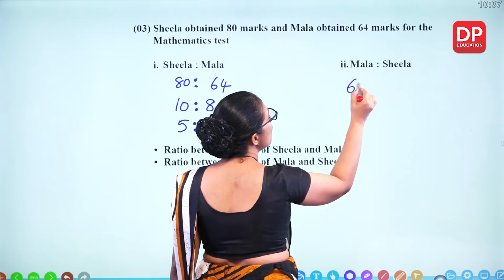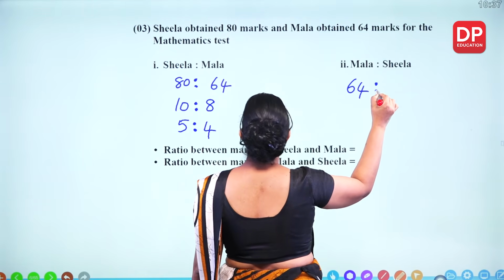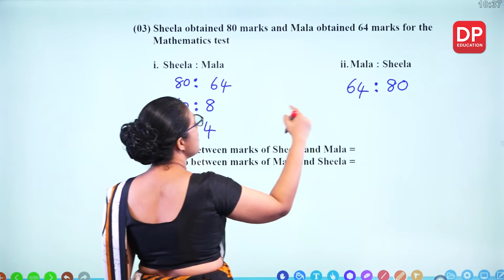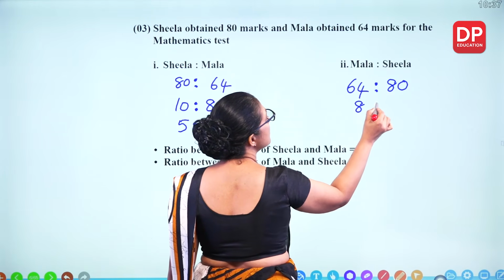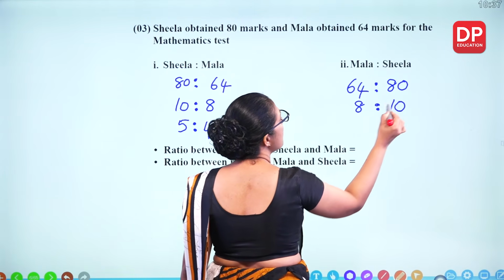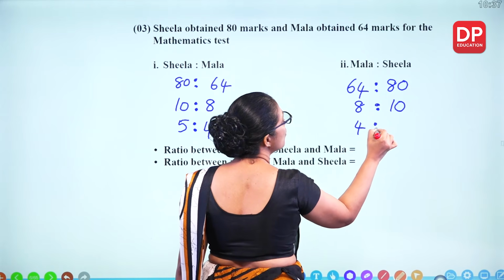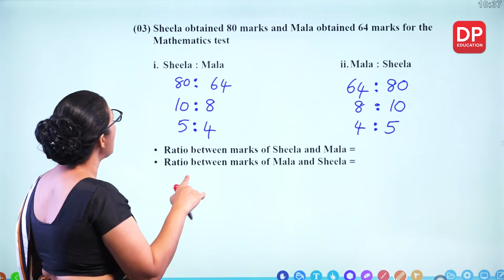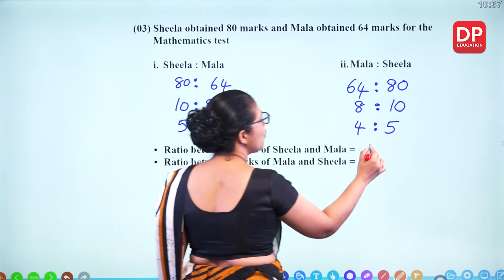What about Mala's marks and Sheila's marks? Mala is 64 and Sheila 80. So again, same thing, divide by 8. 8 to 10, divide by 2, 4 to 5. So what's the ratio between marks of Sheila and Mala? That's 5 to 4.